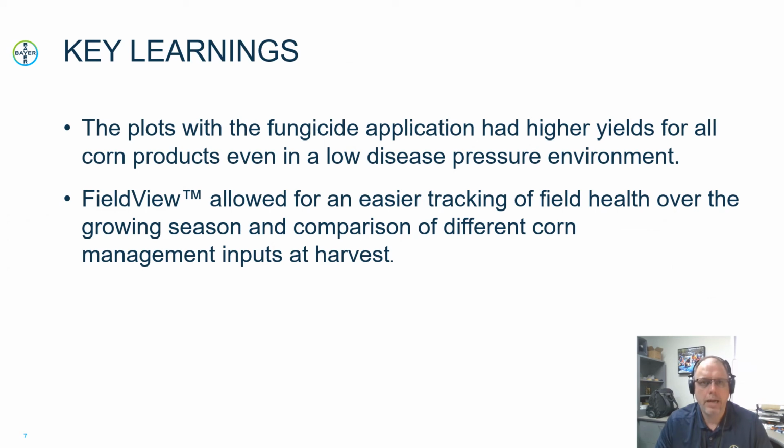The plots with the fungicide application had higher yield for all corn products, even in a low disease pressure environment. FieldView allowed for easier tracking of field health over the growing season and comparison of different corn management inputs at harvest. Back to the value of Climate FieldView, you can use this if you want to make a comparison of putting a starter on or not, or increasing nitrogen application, or maybe there's a micronutrient package you want to evaluate, or maybe you want to evaluate different corn products. FieldView will allow you to see if there are any visual differences from that aerial imagery, and then go through and make some comparisons at harvest.